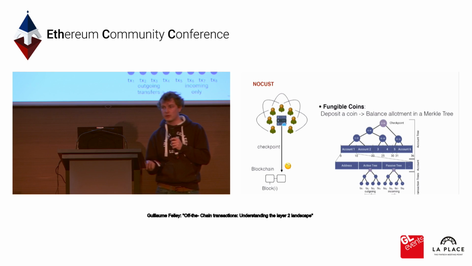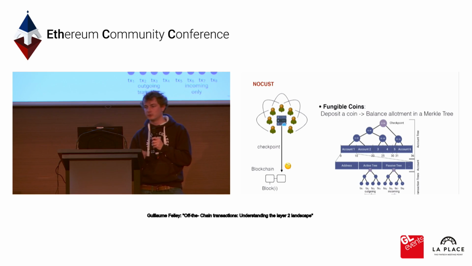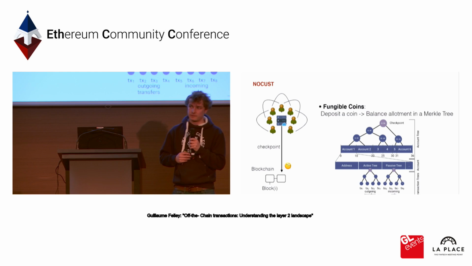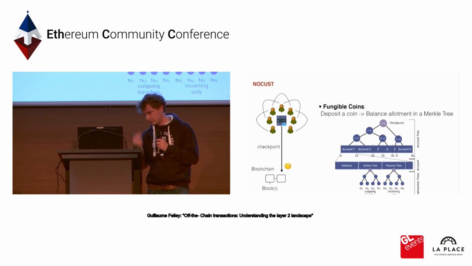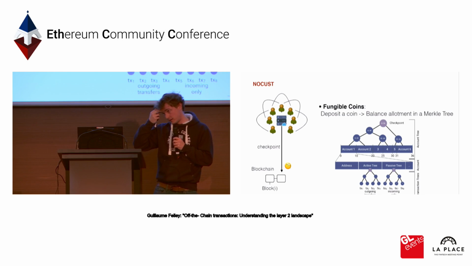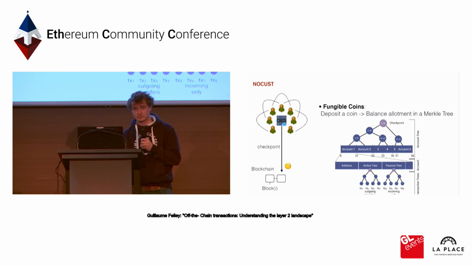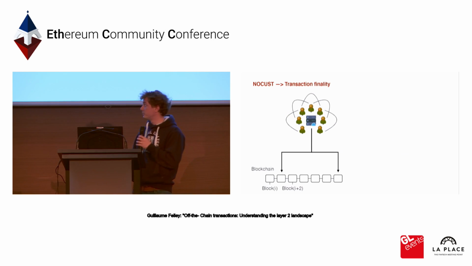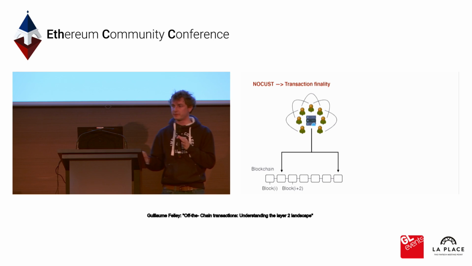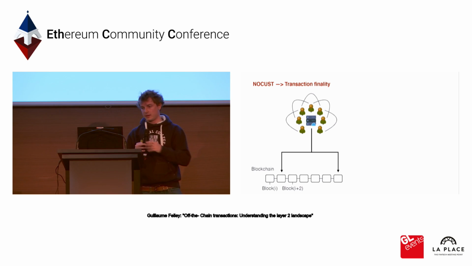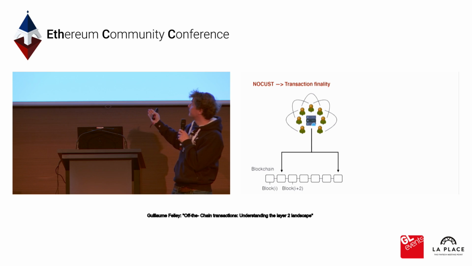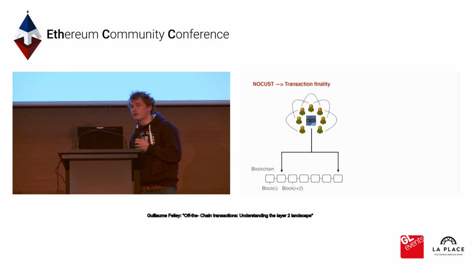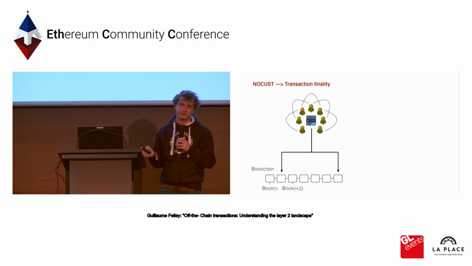The second one, which I'm working on, is called Nocust. This is account-based, versus Plasma, which is UTXO-based. And here you have fungibility. I'll explain a bit how it works, now specific to Nocust. In Nocust you have this period between two checkpoints that can be fairly long. Typically in our current version we do 36 hours.